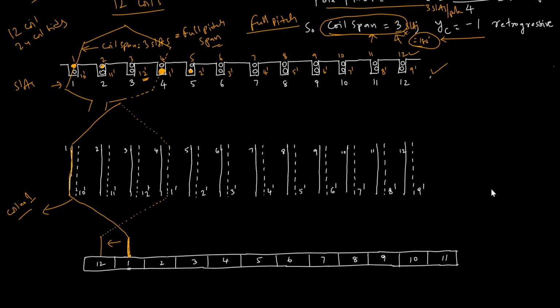Earlier in progressive winding we connected 1 dash to 2. Now we are connecting 1 dash to 12. So this winding is going like this. It is a retrogressive type.